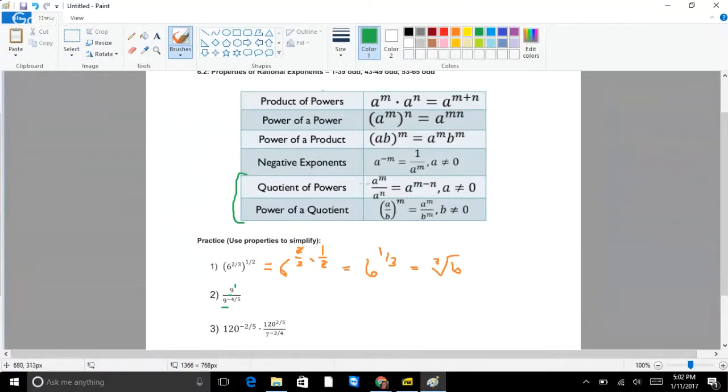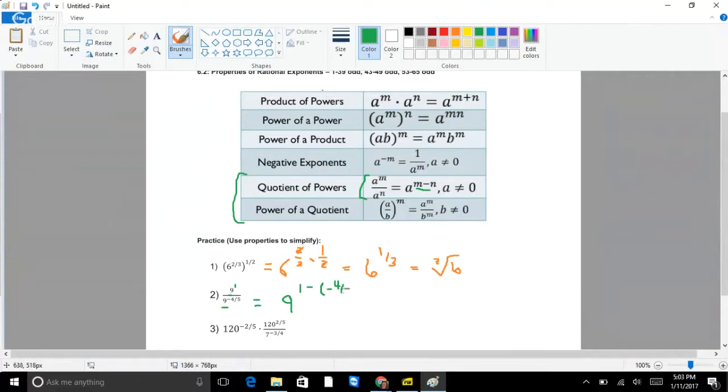So what we see here is when we have the same base, our base A is 9, we can actually subtract the exponents in order to simplify. So what that means is we have 9, that's like our A, right? 9, and then our M in this case is 1, 9 to the 1 minus, and then in the denominator, the N is negative 4/5. So the exponent in the denominator is negative 4/5. So 1 minus negative 4/5.